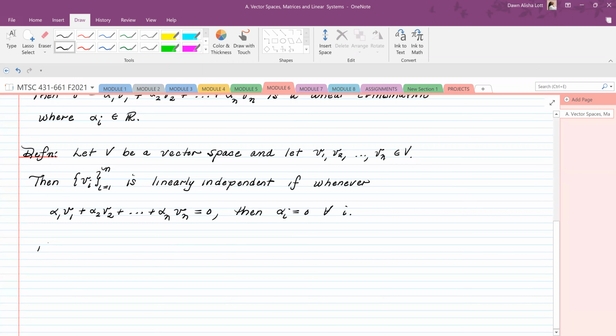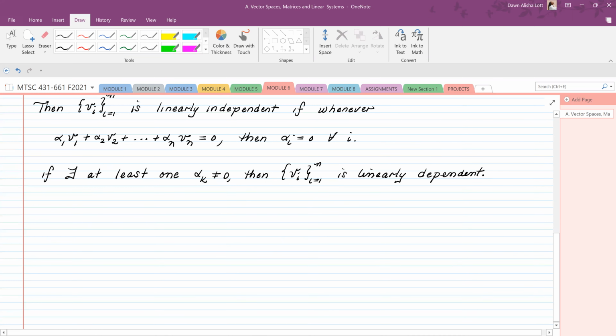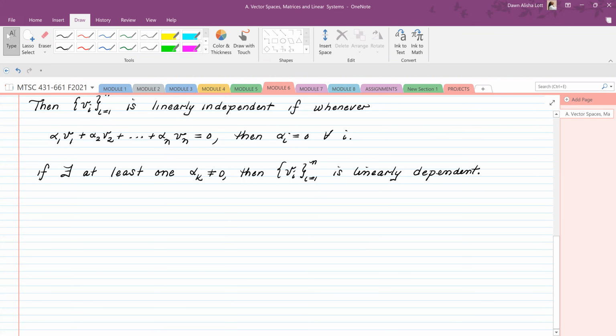Okay, if there exists at least one alpha k not equal to 0, then this set Vi, i equal 1 to n is linearly dependent. Definition.